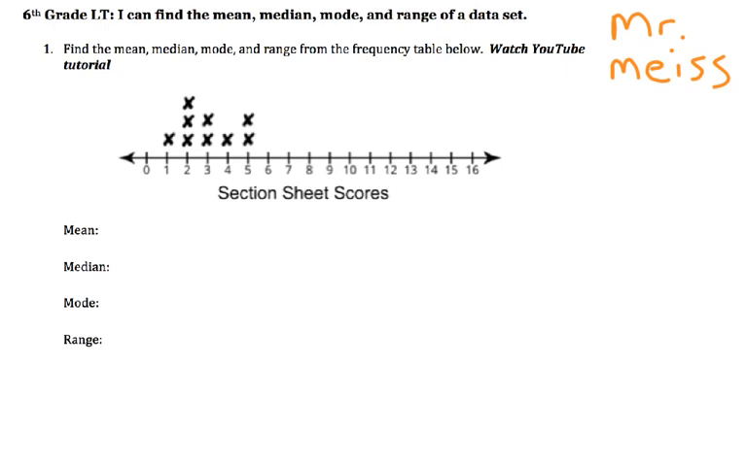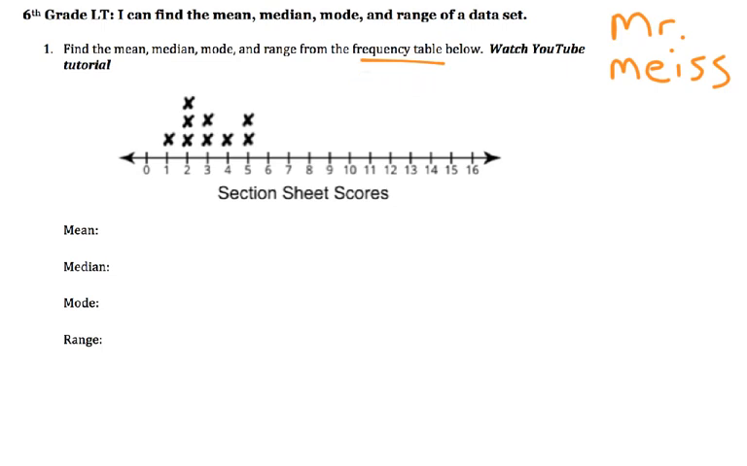Mr. Mice. And this week on your homework, we've been finding the mean, median, mode, and range. But tonight was the first time I actually gave you the data in what's known as a frequency table. Oh, I already have it written there. But it's the same idea.